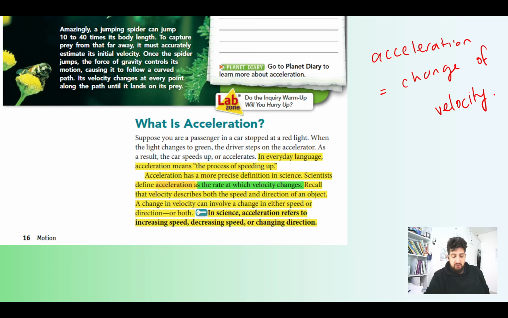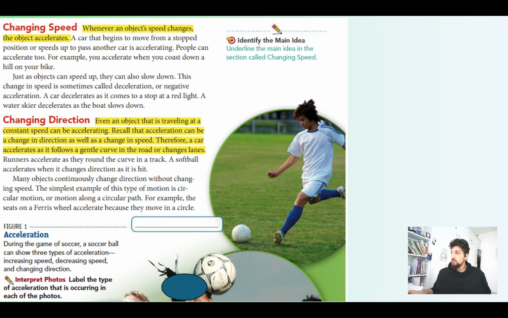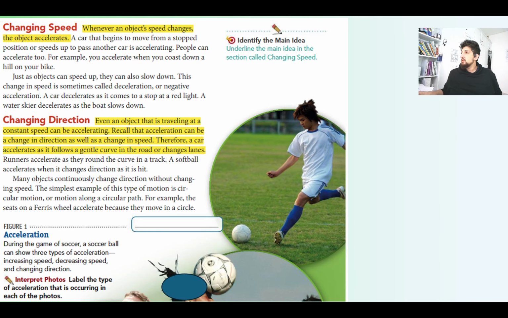So recall that velocity describes both speed and direction in an object. A change in velocity can involve change in speed, direction, or both of those. In science, acceleration refers to increasing speed, decreasing speed, or changing in direction. So it's just the change in velocity. It doesn't have to be increasing. It doesn't have to be decreasing. It can also be change in direction. That's what acceleration refers to in science. And we'll come to understand this as we go on. Okay, let me put this back on top there.